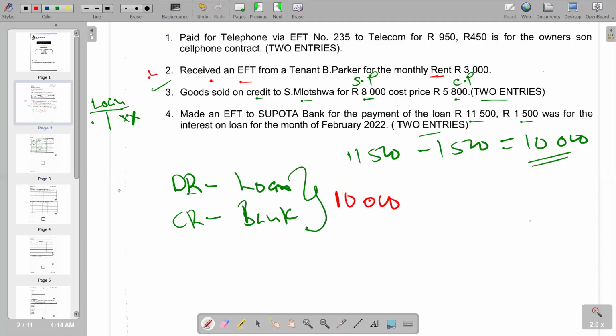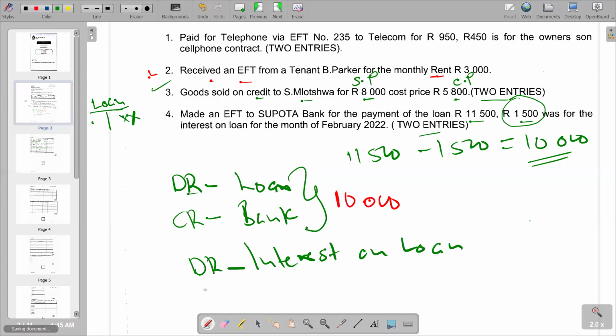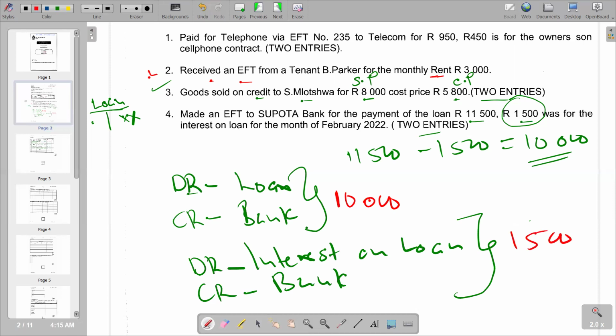When you go to the second double entry, whereby we are making the double entry using the interest, it is 1,500. So interest on loan is an expense, so you're supposed to debit interest on loan. And then we are supposed to credit our bank. And you see that this is the double entry now using the interest amount, which is 1,500.